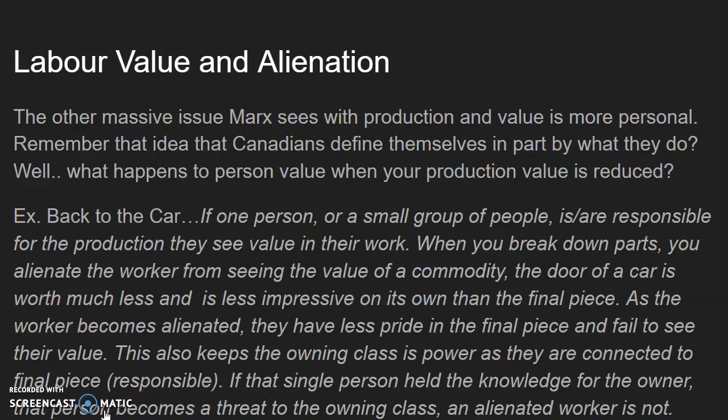If you take away that knowledge base or the reliance on that heavy knowledge base, you also maintain the power in the owning class because the workers need everybody to get that final product, not just one person. So they don't understand their value as the whole. They need the owner. If I can design a car from start to finish and produce it, I don't need that owner anymore.